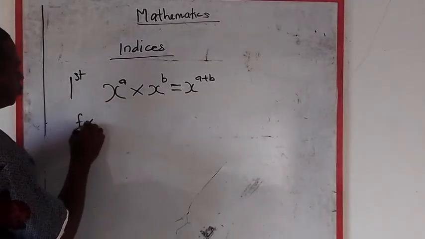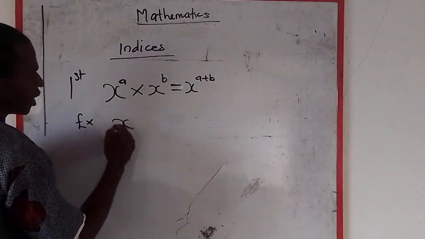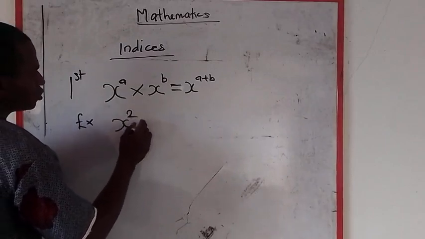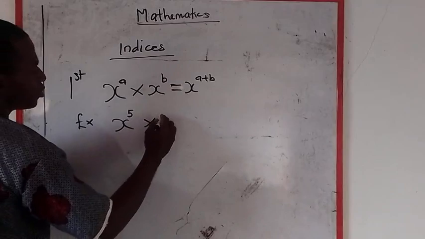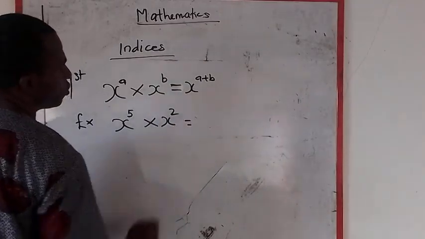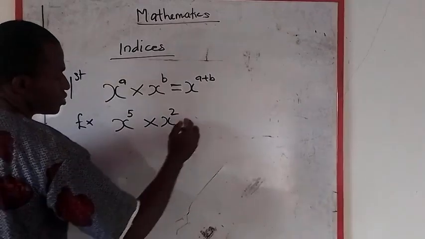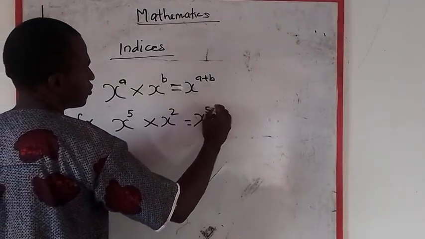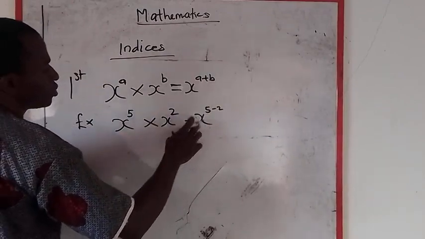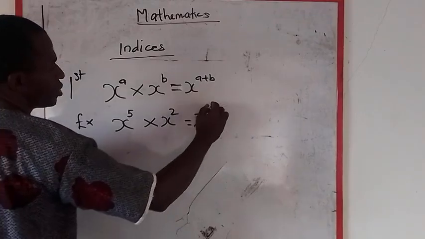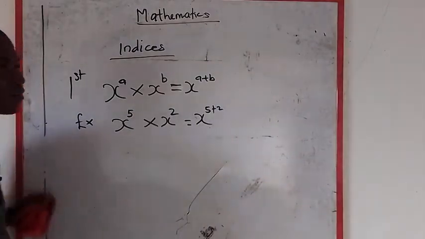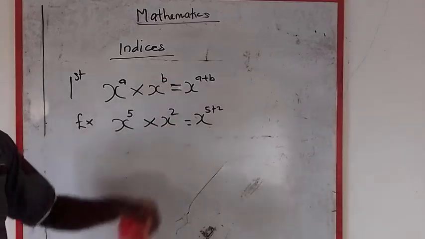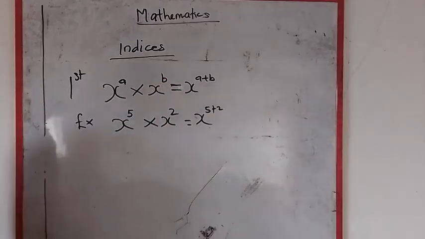Example 1. Let me say x is 5, and let me just give a very simple question: x^5 times x^2. When we do this, we are going to see it is very simple. It is equal to x raised to power 5 plus 2, according to what the law tells us there. So this is just a simple application of the first law of indices, where we add their powers.